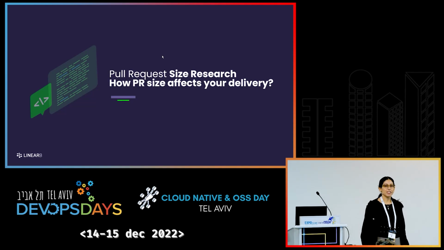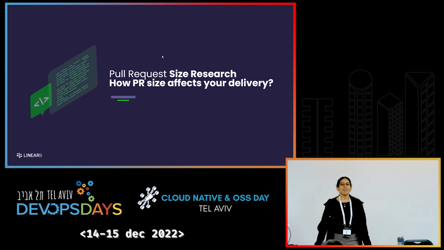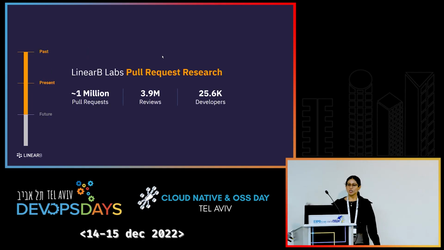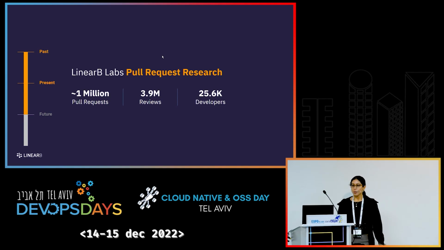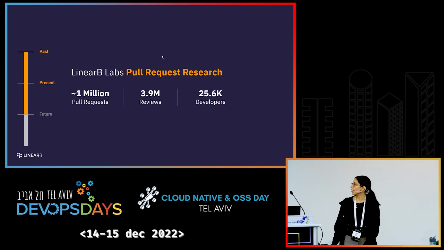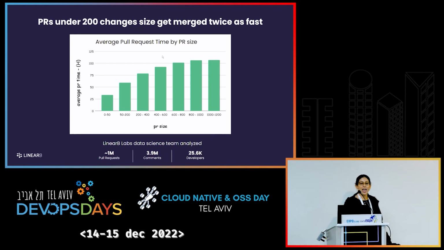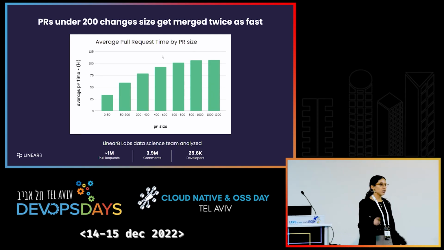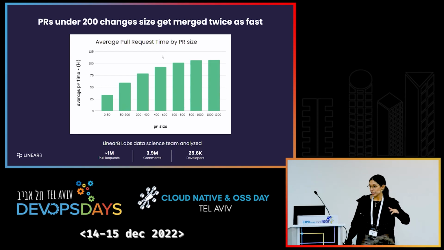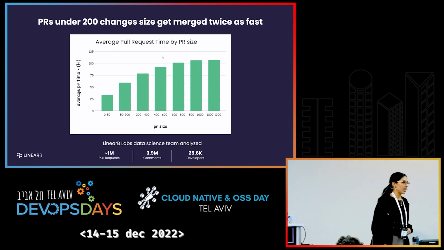So we wanted to investigate our data to understand how PR size affects your delivery. And this is what we realized. Our research is based on 1 million pull requests, 3.9 million reviews, and about 25K developers. And these are interesting things that we discovered. We realized that pull requests with under 200 changes, which refers to the number of lines, will get merged a lot faster, even twice as fast as other pull requests. And why is that?